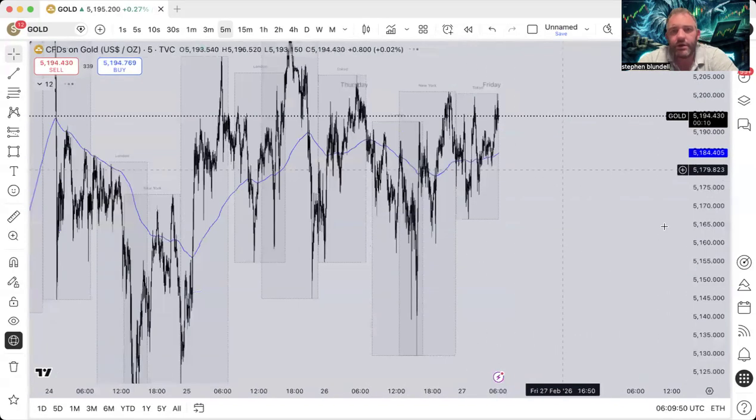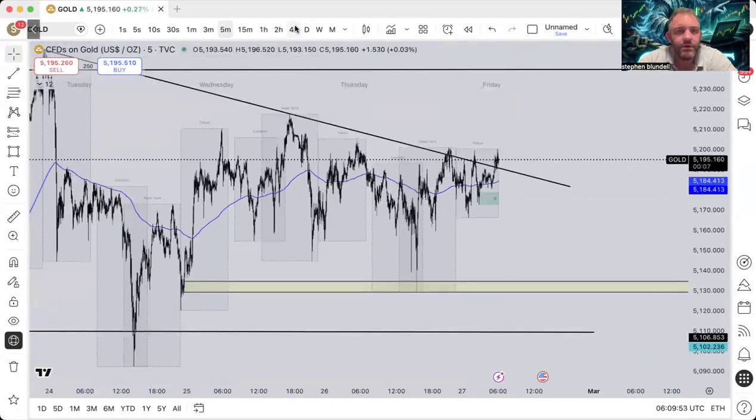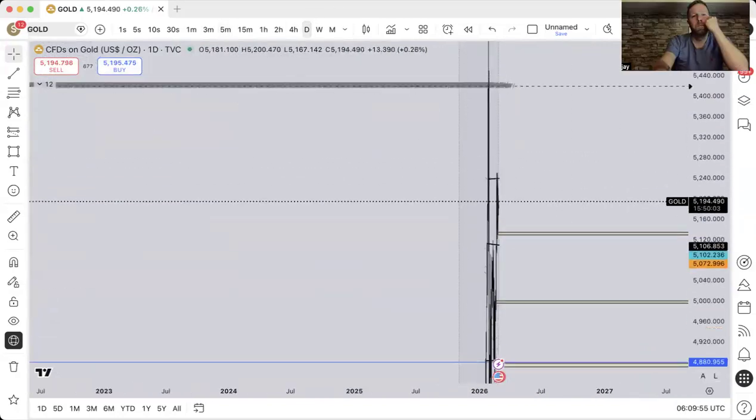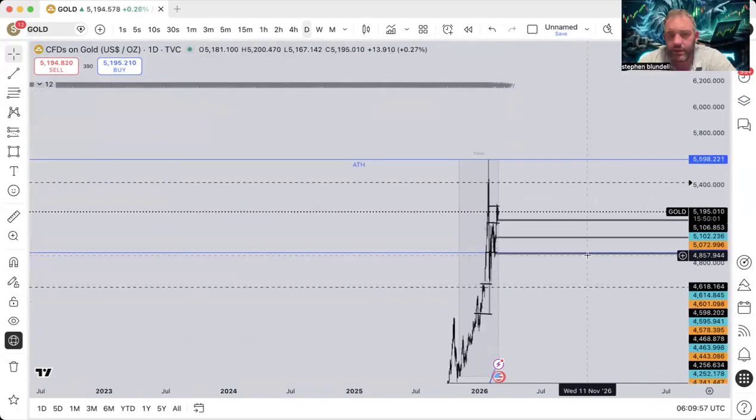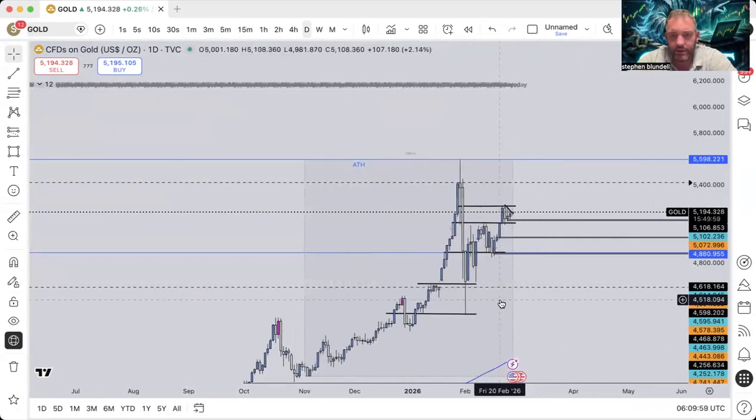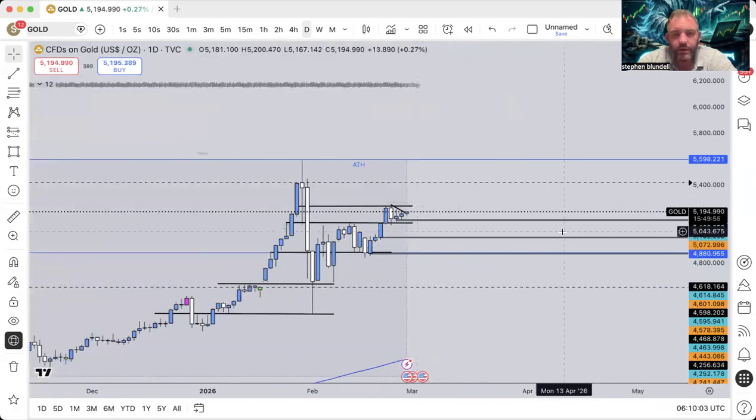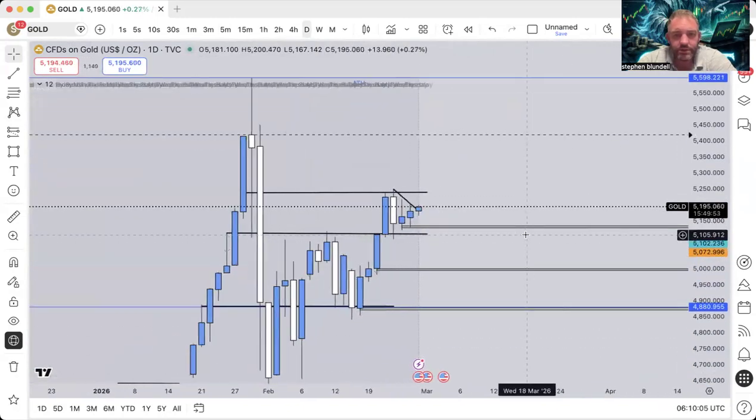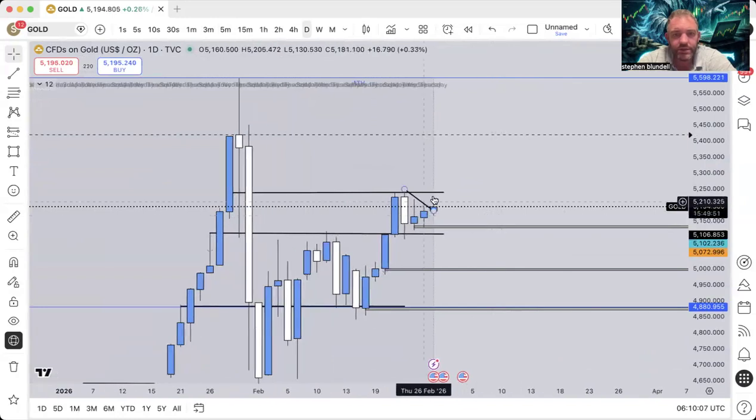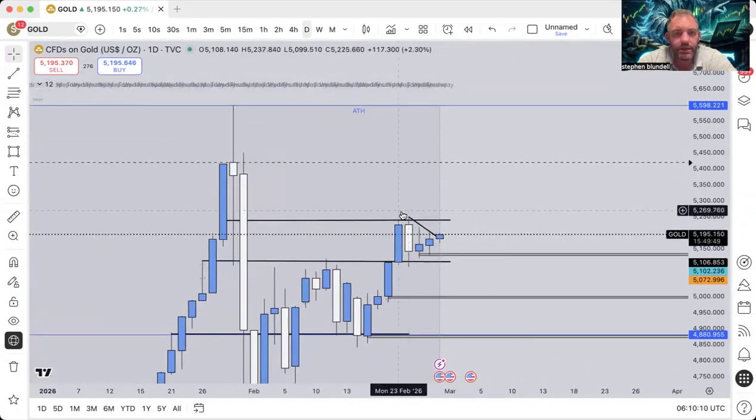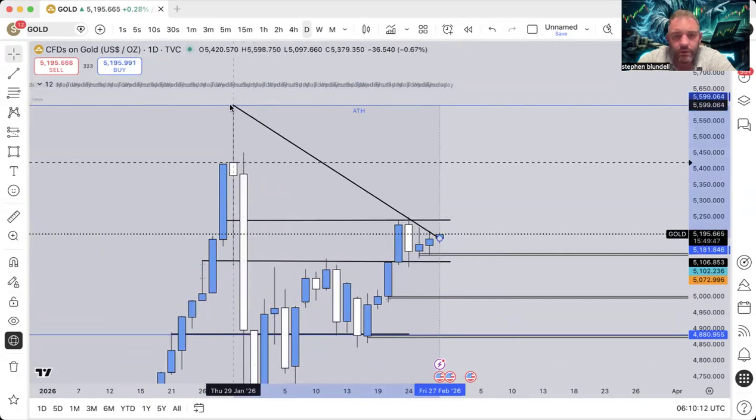Okay, let's go to gold. Look at gold, rangy as hell. Yeah. We did take that liquidity yesterday. Maybe where could that go?